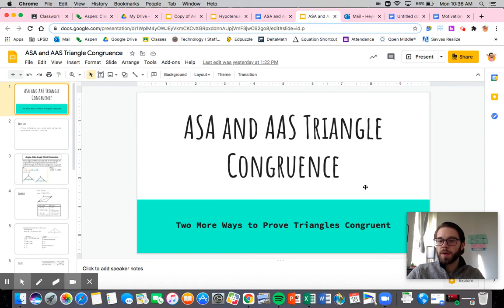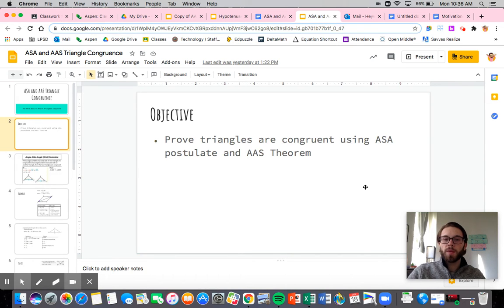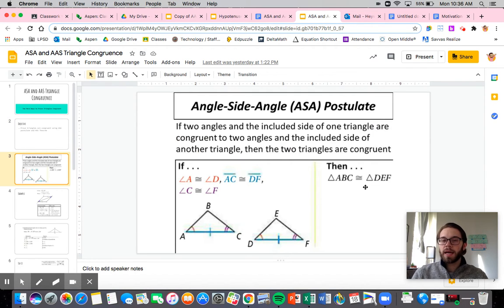All right, so what are we actually doing today? Well, we are going to be proving triangles are congruent using angle side angle and angle angle side. All right, so let's start off with angle side angle. And this is basically very similar to our side angle side, except now instead of having two sides at an angle, we have two angles and a side in between. So we do have to be careful. This is angle side angle.